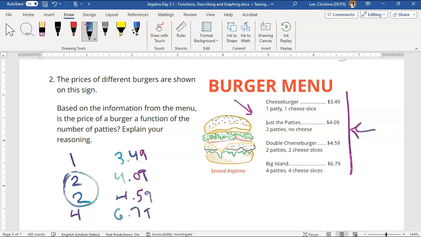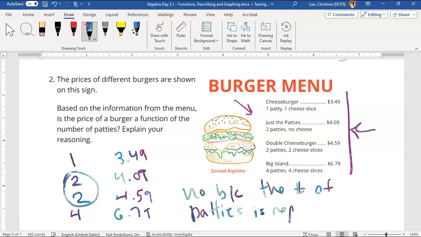So in this case, the input of patties is happening twice. So no, because the number of patties is repeated. In other words, there is not one singular x value for every y value.